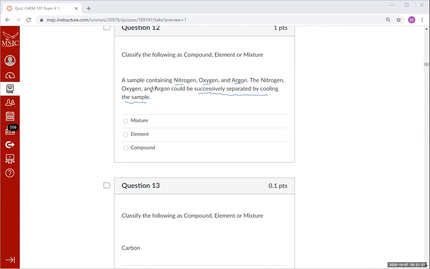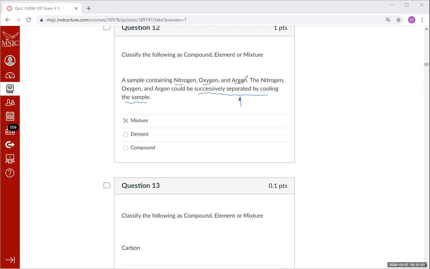So what does this remind us of? A mixture, an element, or a compound? Mixture. A mixture, yep. And the key thing is that they can be separated through a physical process. The nitrogen, oxygen, and argon are not chemically bonded together. Does that make sense?